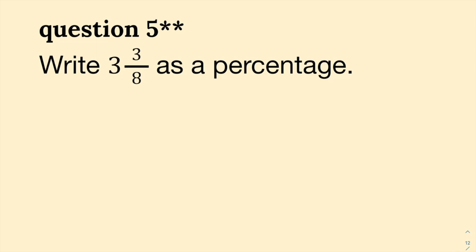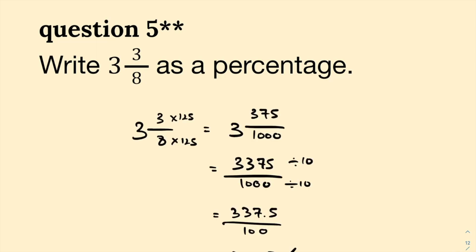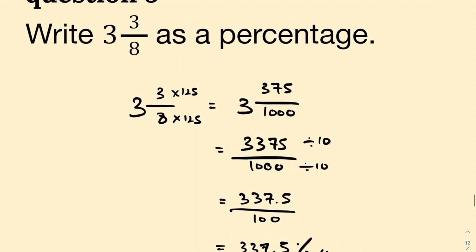3 wholes and 3 over 8 as a percentage. So leave 3 wholes alone, and we know with the denominator 8, we can turn it to 1000, multiply by 125 top and bottom. From here, that is 3 wholes with a denominator of 1000, that's 3000, so that's 3375 for the numerator. And with this, I want a denominator of 100, so I'll divide by 10, giving me 337.5 for the numerator. So from here, we can write this as the percentage, 337.5%.